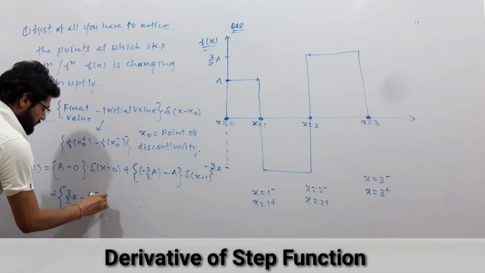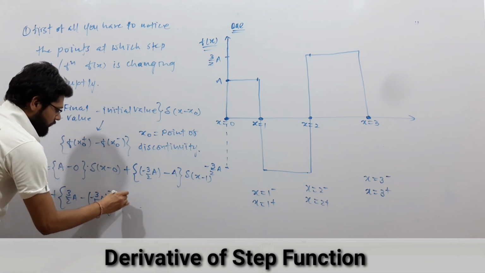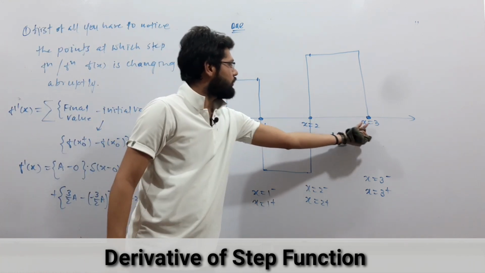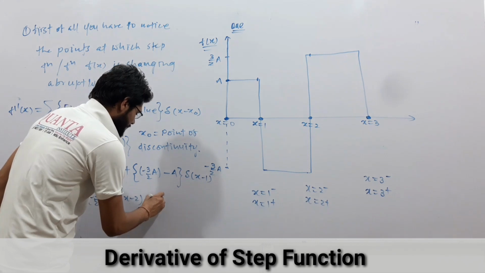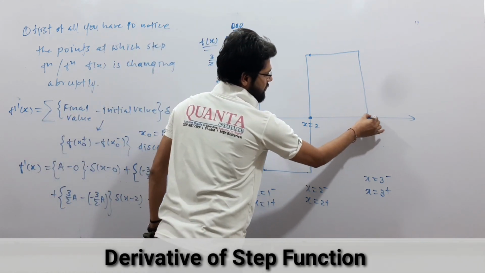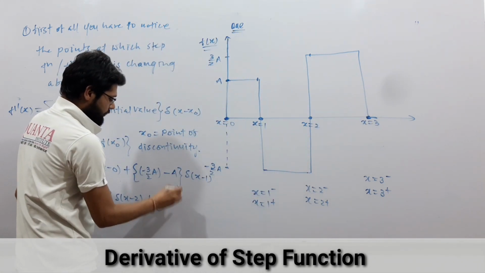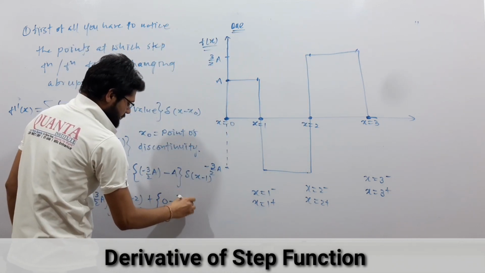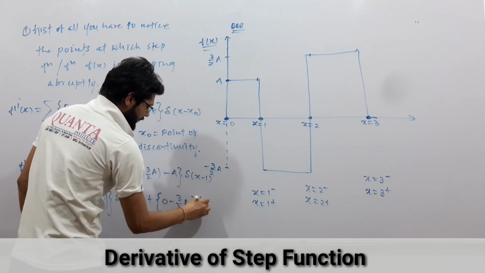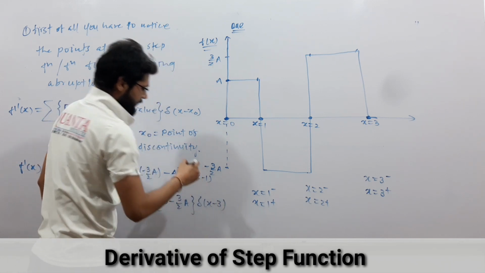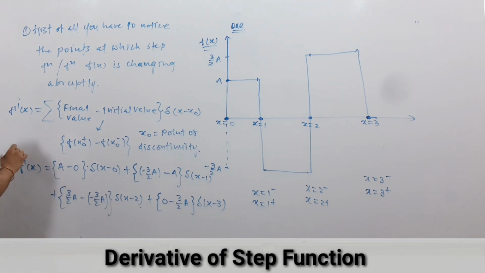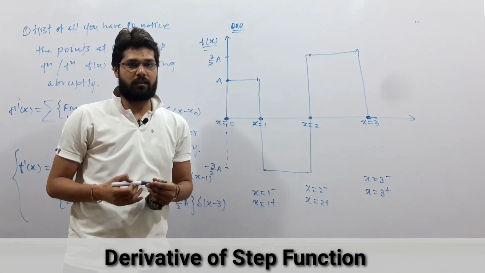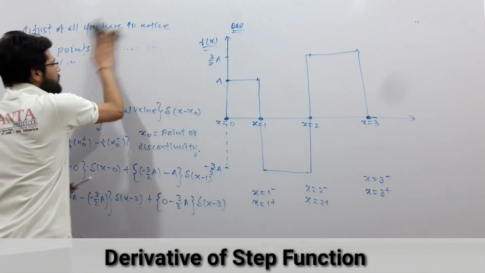minus 3 by 2 a, and delta of x minus 2, plus at x equal to 3, what is the final value? Finally it is 0, so 0 minus the initial value, plus 3 by 2 a, and delta x minus 3. This is the derivative of this particular function. Clear? Let me write very clearly.